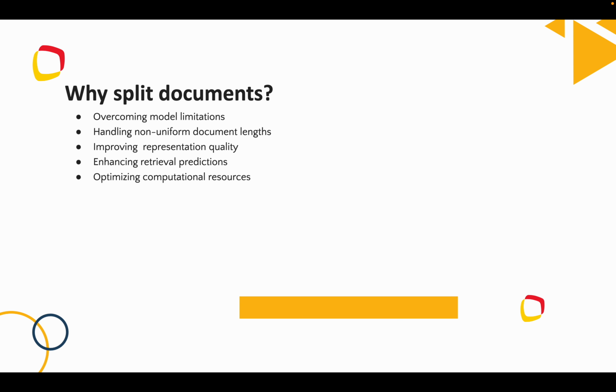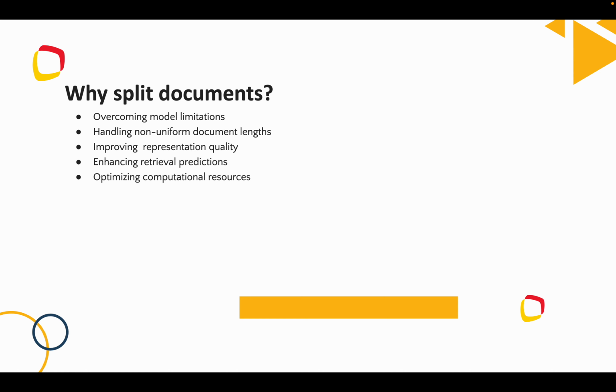The question is why we need to split the document. LLM models have a limitation: they have a context length, right? Beyond this context length they will not process the data, so splitting helps to overcome this limitation of the model. Then there is handling non-uniform document length. All documents come with different lengths, and splitting will make them almost uniform.